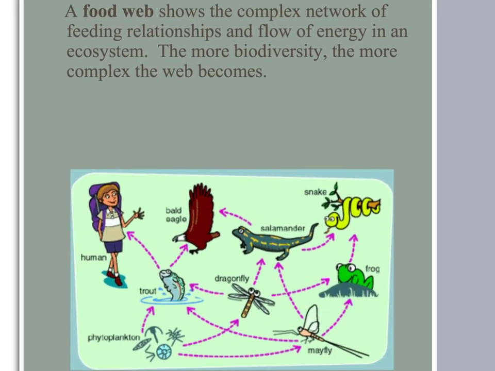Now, a food web can show how complex the feeding relationships are in an ecosystem. I believe you have this picture on your notes here. So you can see that everybody in that system is pretty dependent on the other. The more biodiversity, the more complex the web. So somewhere like the rainforest would have a very, very complex food web.